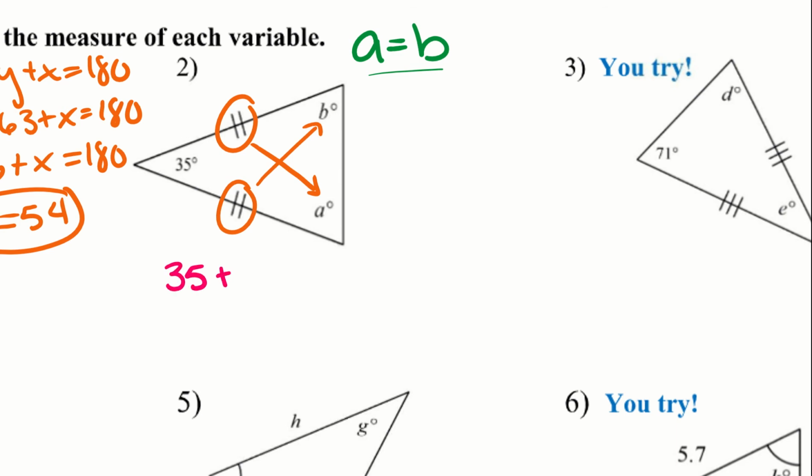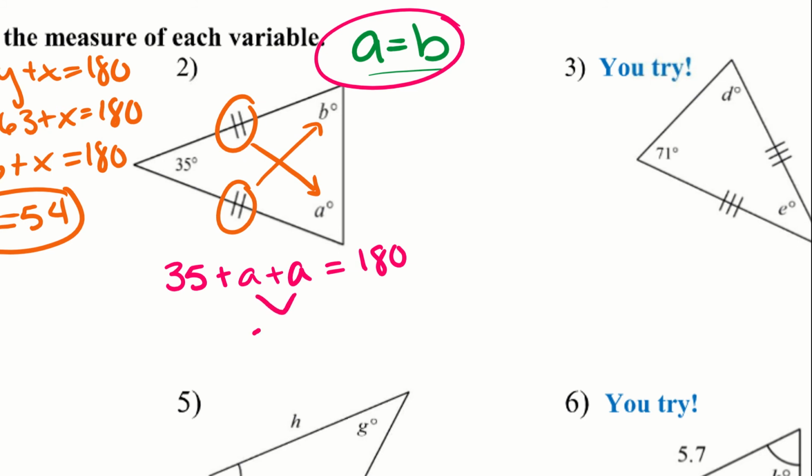35 plus A plus B equals 180. Since A and B equal the same thing, I'm going to make these the same variable so I can combine them. If you want to make them both x, or you want to make them both b, or both a, either way, as long as they're the same variable, because we know that they're the same. So if we just show that they're the same, because then now we can combine these. So I now have 2a.